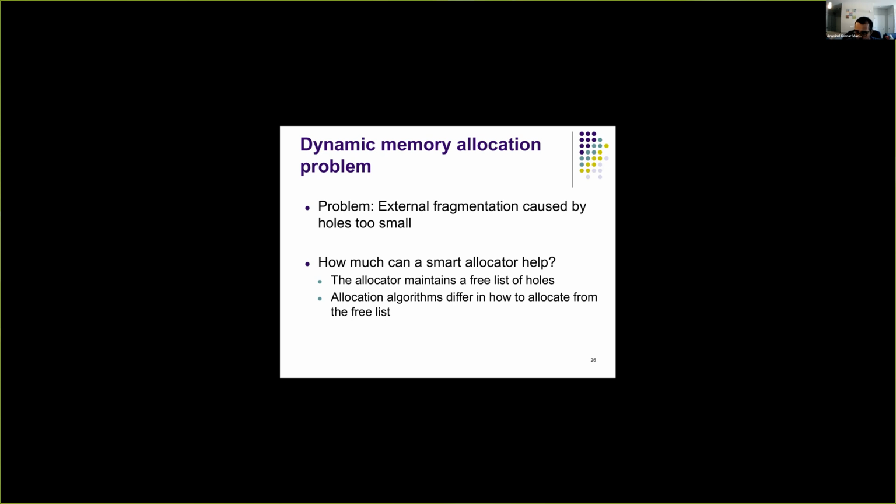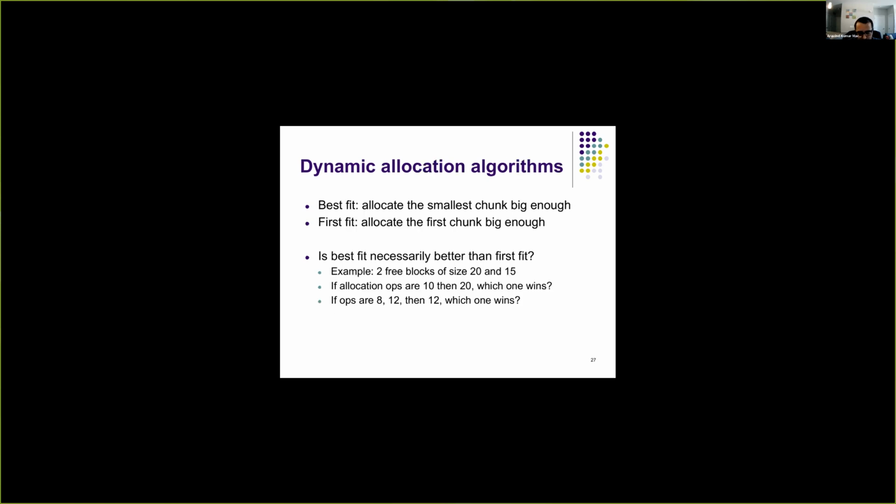There are many different allocation algorithms. The two most commonly used are best fit and first fit. Best fit is when you have a list of holes, and it picks the smallest hole which is big enough for a given segment.